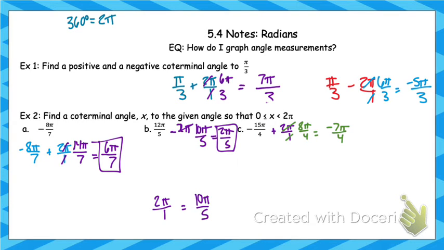And then I can do the same thing again, because remember, there's more than one coterminal angle. This angle still is not between 0 and 2 pi. So I'm going to go ahead and add 8 pi over 4 again. And I get pi over 4, which is in between 0 and 2 pi.